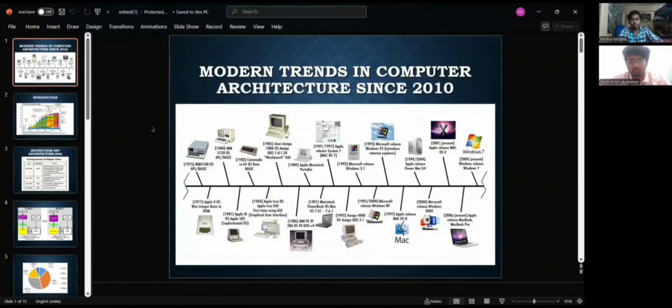The period since 2010 has seen unprecedented innovation driven by three major forces. One, the explosion of mobile computing, with smartphones surpassing PCs. Number two, the AI revolution demanding specialized hardware. Number three, the end of Dennard scaling forcing architectural creativity.